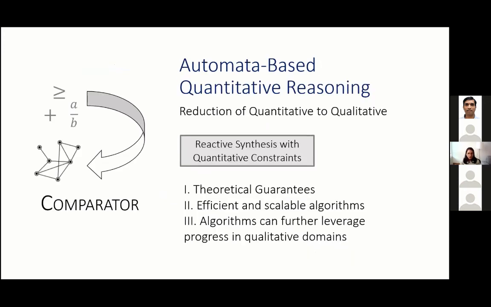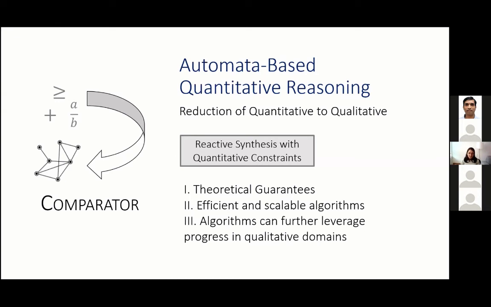So to wrap up, in this talk, I introduced comparators. It is really an automata-based method for performing quantitative reasoning. And the key idea behind comparators is that it keeps comparison of values front and center, and it uses that to reduce quantitative problems into qualitative problems. In this work, we focused on the problem of reactive synthesis with quantitative constraints, and we showed that our algorithm is able to give theoretical guarantees of soundness which were not available earlier. Smarter constructions of comparators exploiting properties of discounted sum lead to efficient and scalable algorithms.